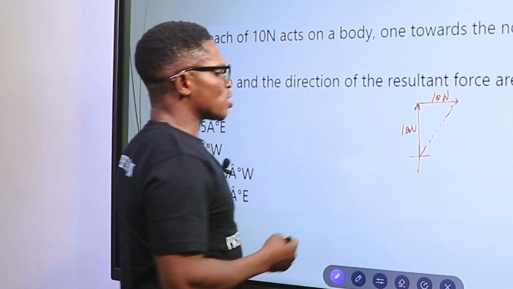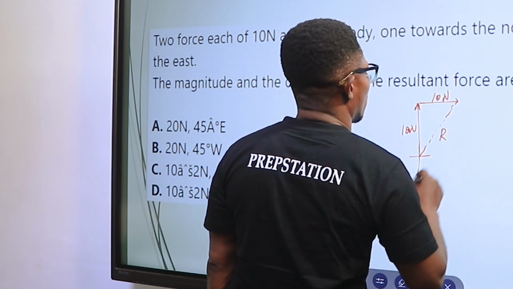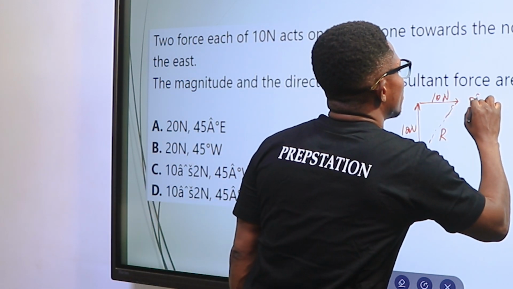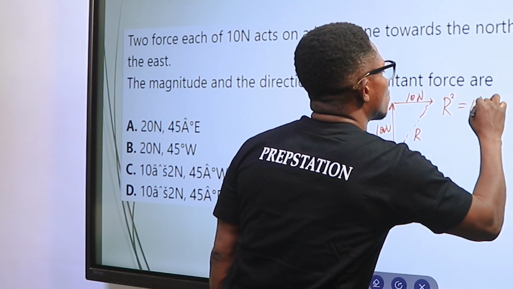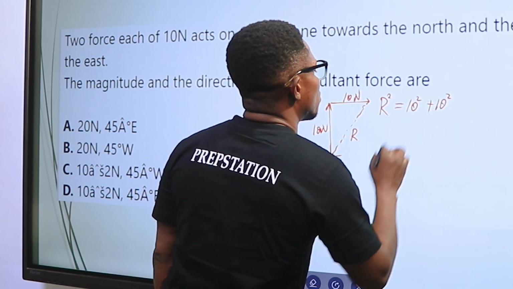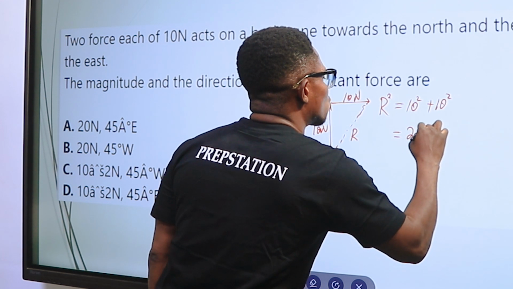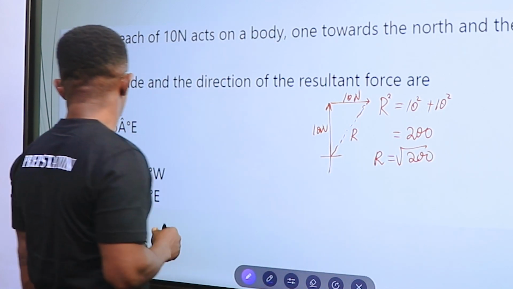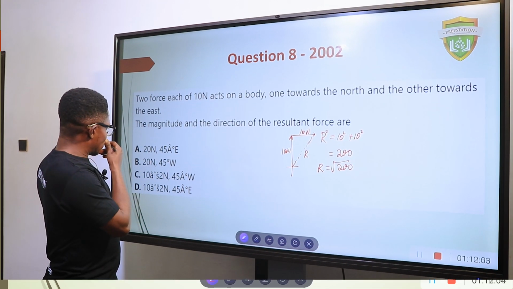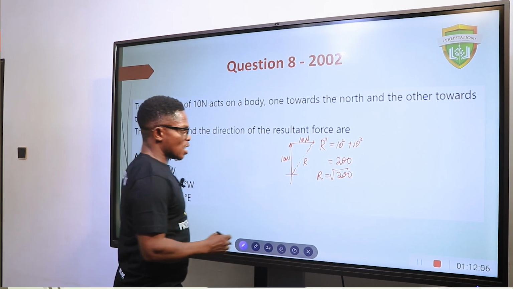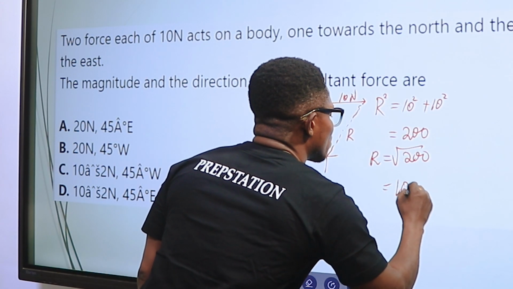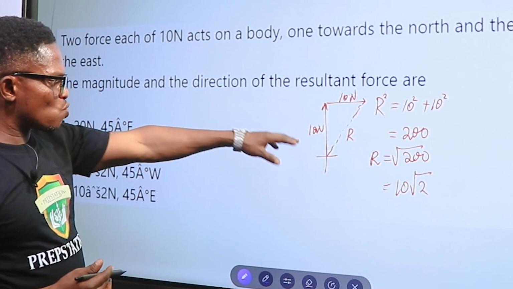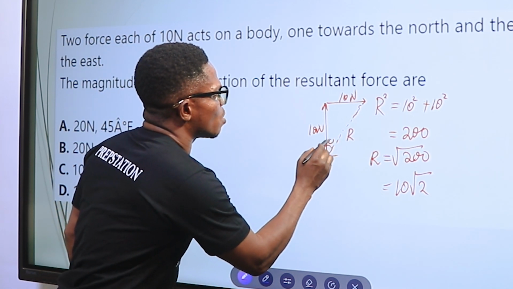So what will be the resultant? Let's call this R. If that is R and this is a right angle triangle, I can use Pythagoras theorem. So R squared will be equal to 10 squared plus 10 squared. This will give us 200. So R will be equal to the square root of 200. And then if you work on this, you are going to get 10 root 2. So what will be the angle here?